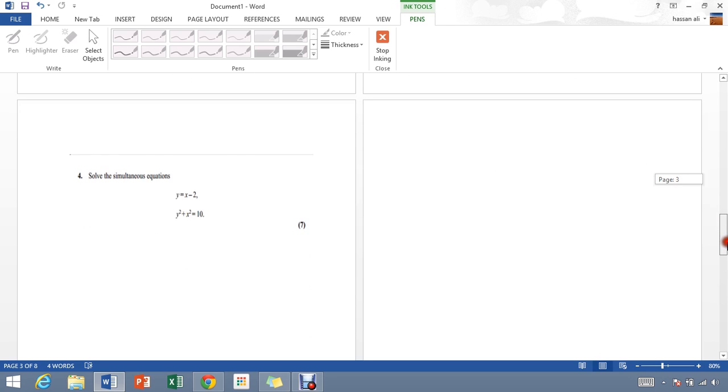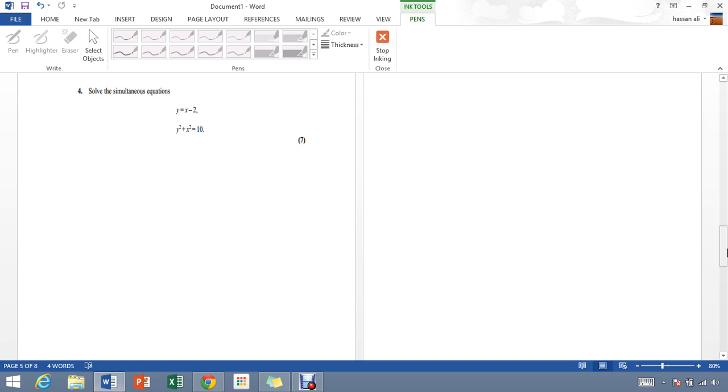Alright, simultaneous equations. Okay, it's already given you what y is equal to. Remember, you label this equation 1, and that's your equation 2, just to make it clear. This is a 7-mark question. Okay, so first we're going to do y equals x minus 2. So we just sub equation 1 into equation 2, so what you will have is x minus 2 squared plus x squared equals 10.